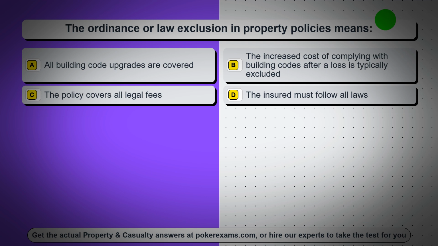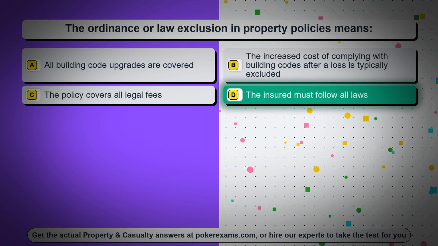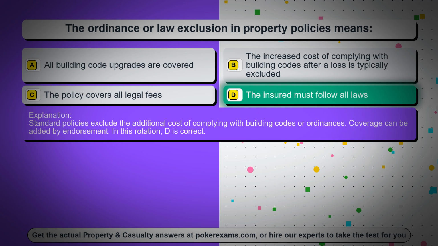Question 35. The ordinance or law exclusion in property policies means Option A. All building code upgrades are covered. Option B. The increased cost of complying with building codes after a loss is typically excluded. Option C. The policy covers all legal fees. Option D. The insured must follow all laws. The correct answer is Option D. The insured must follow all laws. Standard policies exclude the additional cost of complying with building codes or ordinances. Coverage can be added by endorsement. In this rotation, D is correct.